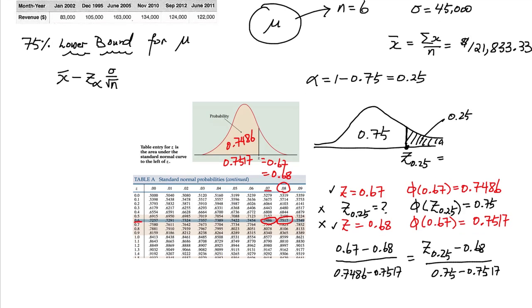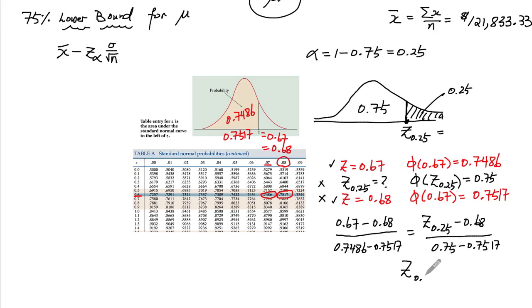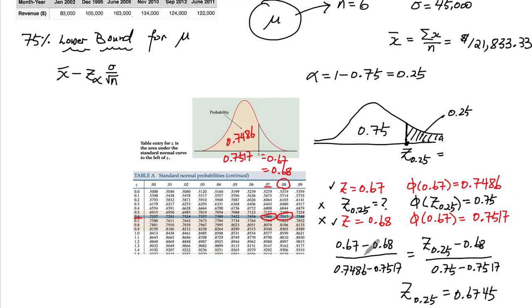And I trust that we can all do this algebra to solve for the unknown value of z sub 0.25. And you will find that that is equal to 0.6745. Okay. So now that we have the z value, we have every ingredient that is needed to compute the 75% lower bound. So the 75% lower bound is equal to x bar, which is 121,833.33 minus 0.6745 times sigma over root n. And sigma was equal to what? Sigma was 45,000 and n was equal to 6. So take the square root of that. So multiply that together.